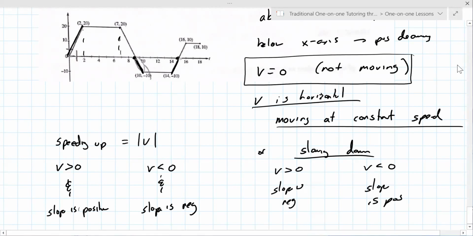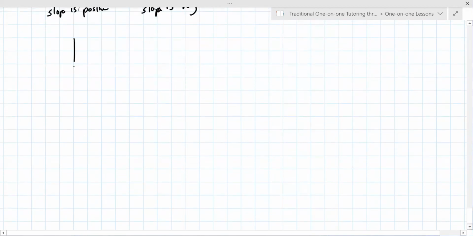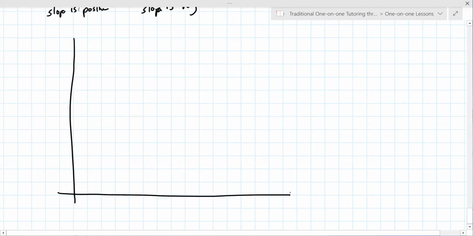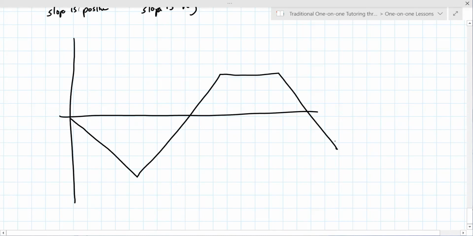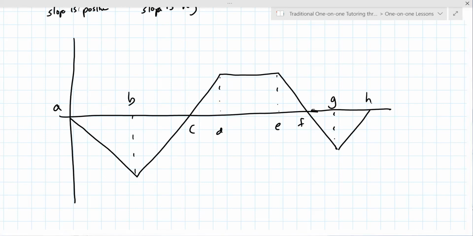Okay. Do you want me to give you a graph like this to try to figure out some things on your own? Yeah, sure. Okay. All right, so we're gonna call it A, B, C, D, E, F, G, and H. Okay. And I'll be right back in 30 seconds.